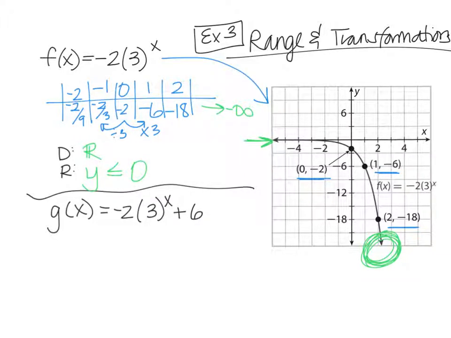So the greater than or less than symbol we can pull from whether the points in our table in general are going to be positive or negative.